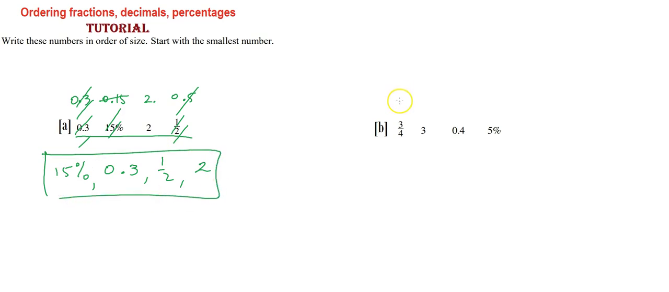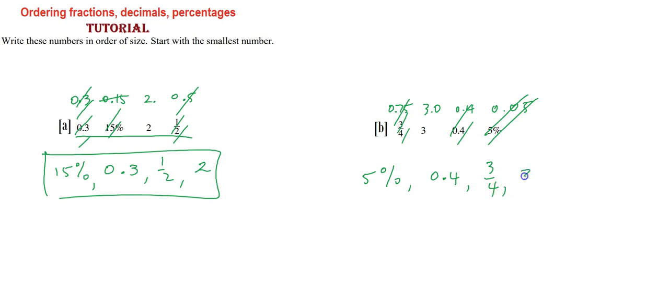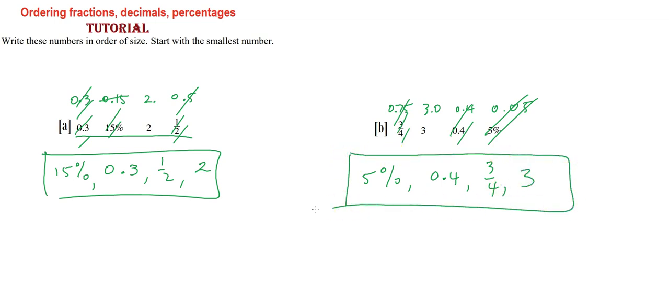Over here, let's do the same thing. So 0.75, this one here is 3.0, this one here is 0.4, and this one here is 0.05. So the smallest is definitely 5%. Next would be 0.4, then 3/4, and last of all, 3 as the largest value.